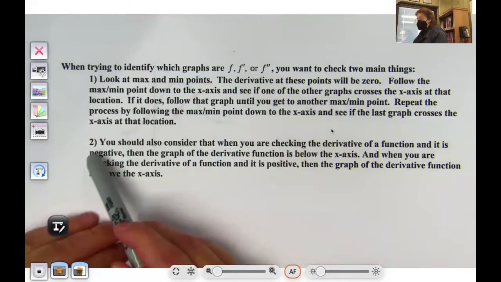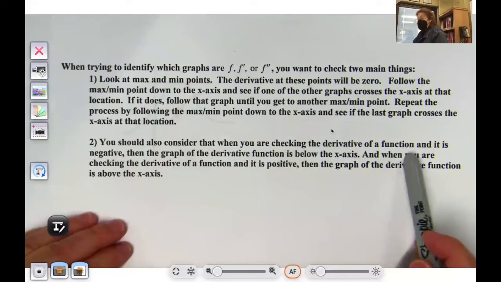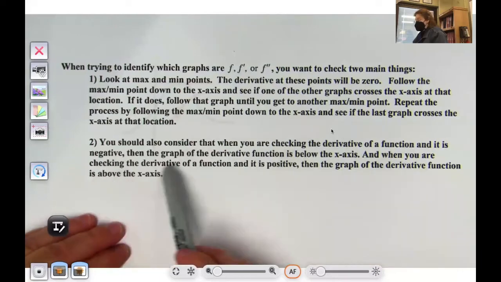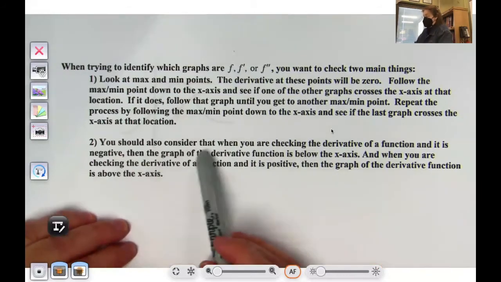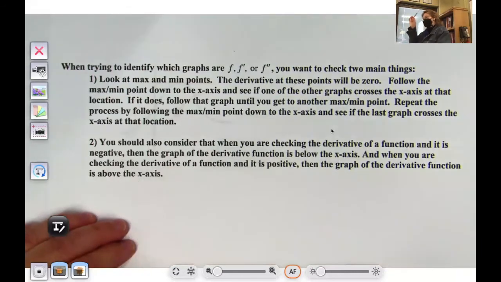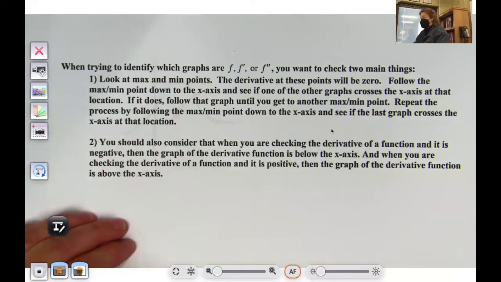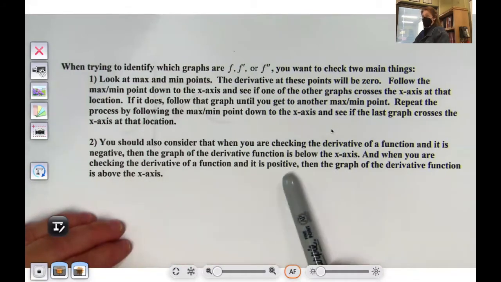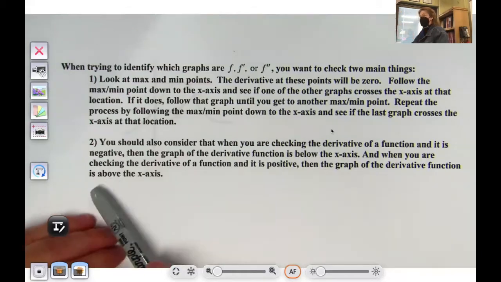The second thing you should also consider is that when you are checking the derivative of a function and it is negative, picture those secant lines. When the slopes of those secant lines are negative, the graph of the derivative should be below the x-axis. And when the derivative of a function is positive, so those secant lines have positive slopes, the graph of the derivative would be above the x-axis.